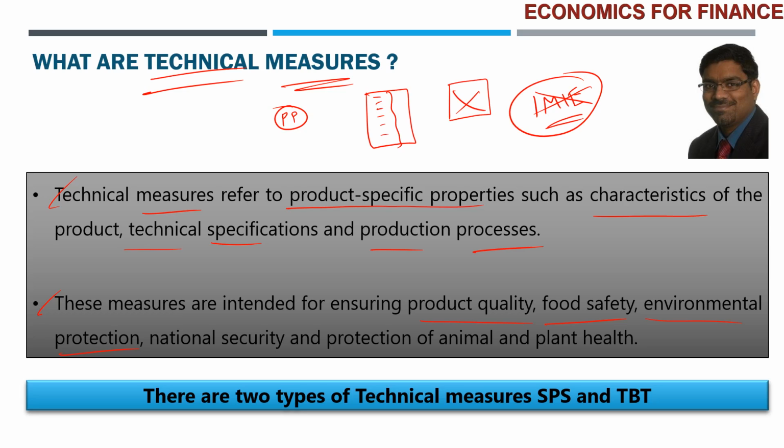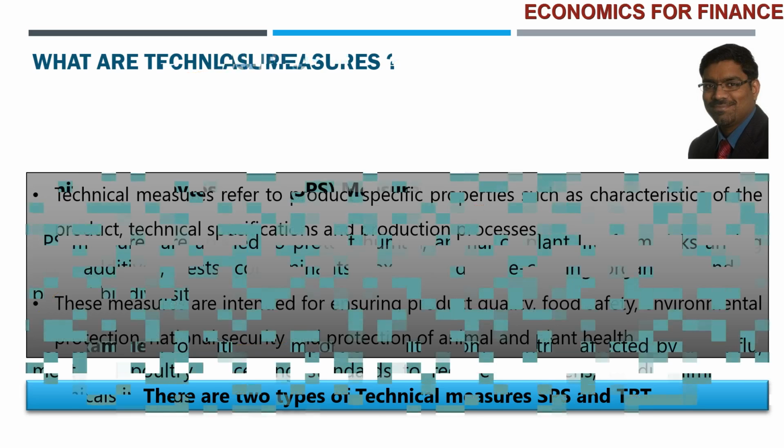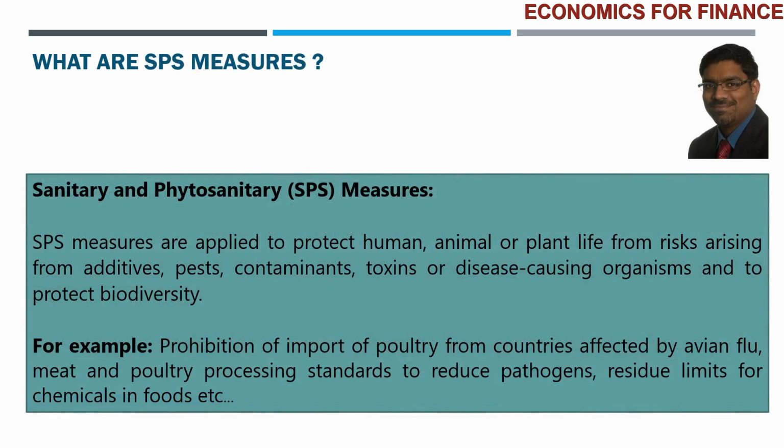In spite of all these things, things keep on moving, that is a different story. Now viruses are also moving very freely. But restrictions are there, measures are definitely there to ensure product quality, food safety, environmental protection, national security, and protection of animal and plant health. You can even write the word biodiversity also. These are the major reasons why the technical measures are taken. But still there are two types of technical measures. One is SPS measures, the second one is TBT measures. Let us look at each of them one by one.